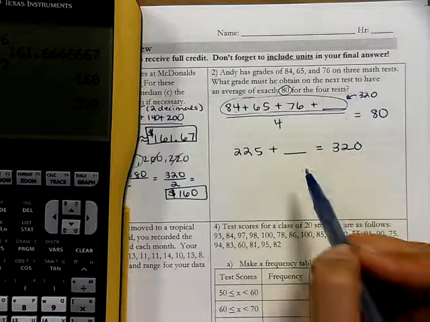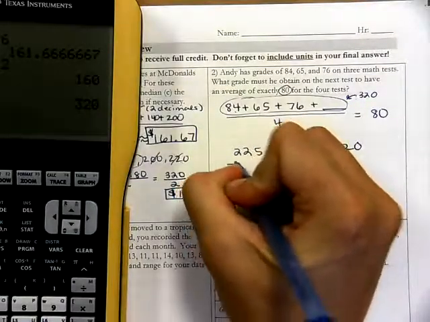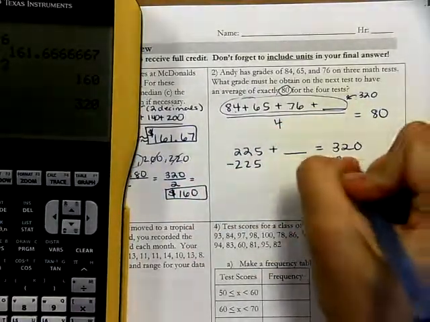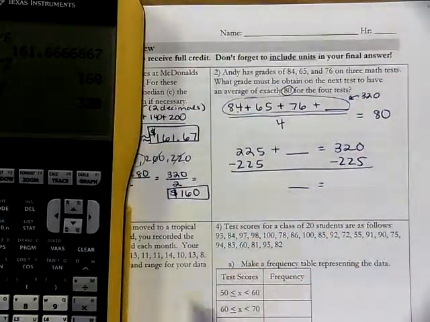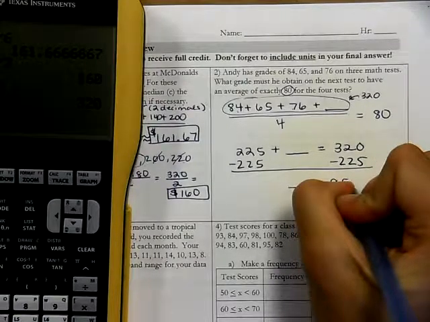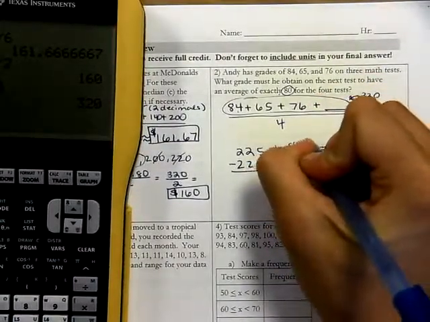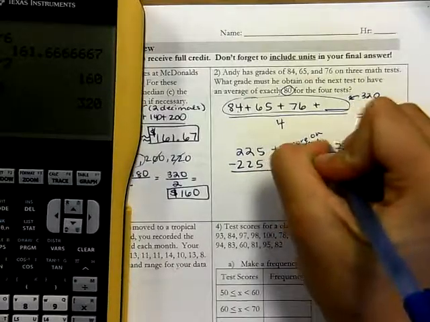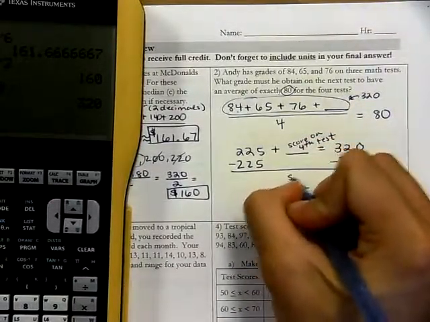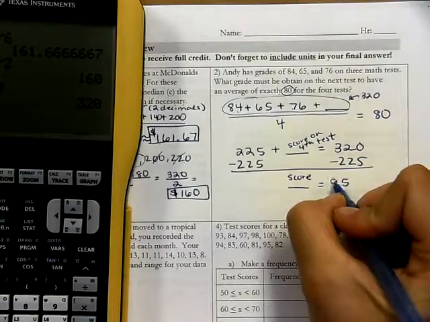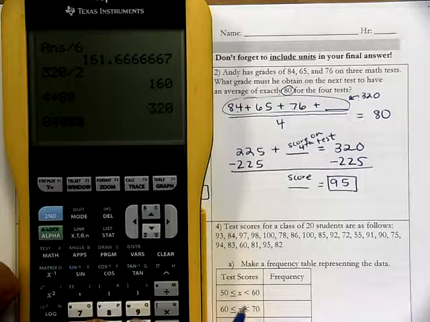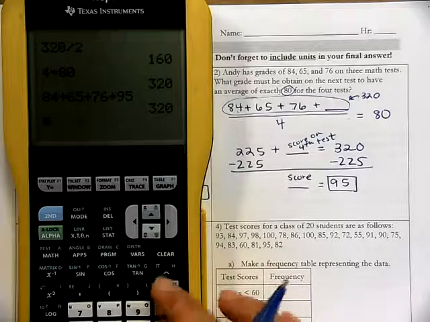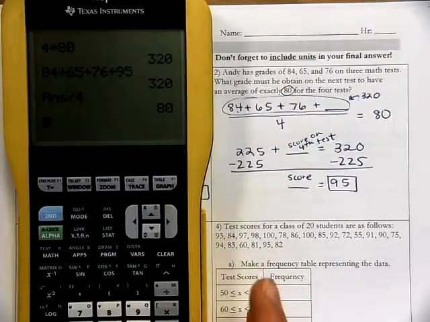Now, if you can do that mental math in your head, that's great. But if you can't, I can subtract 225. And the score on my next test will have to be whatever 320 minus 225 is, which is 95. So this is the score on the fourth test. So the score has to equal 95. We can double check that. If we add these up, 84 plus 65 plus 76 plus 95, and I divide by 4, that gives me an average of 80. So we're good to go.